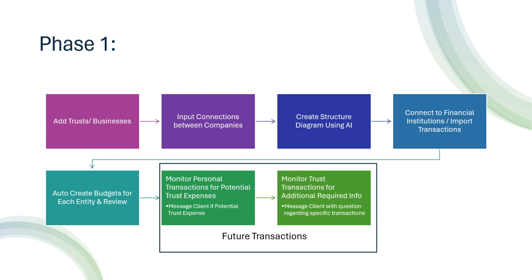So that's what we need to do in phase 1. Once again, add trusts, businesses, input connections between companies, create a structure diagram, connect to the different institutions for all the different companies. Once all the information is downloaded, we create budgets for them, and then we can monitor everything.